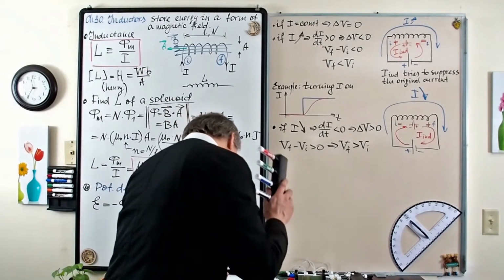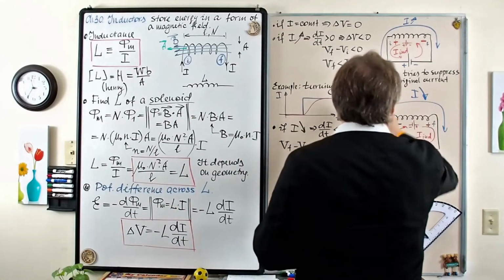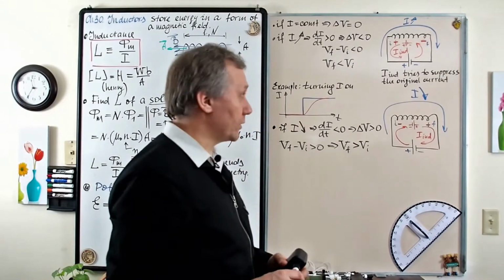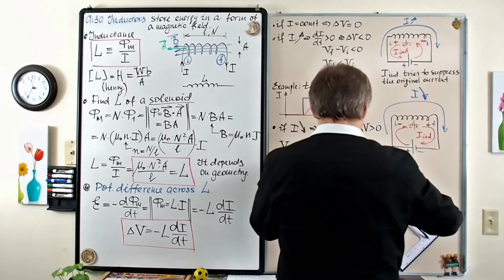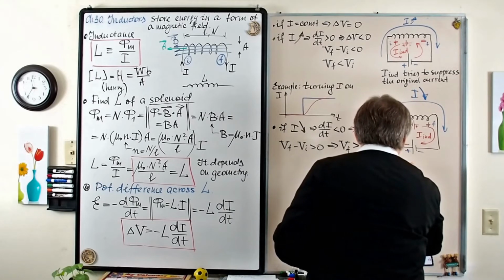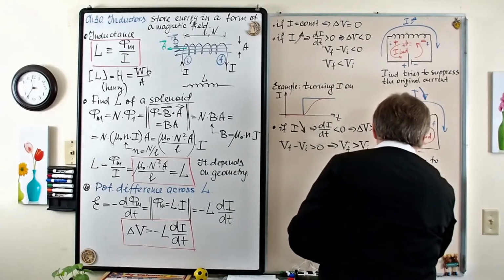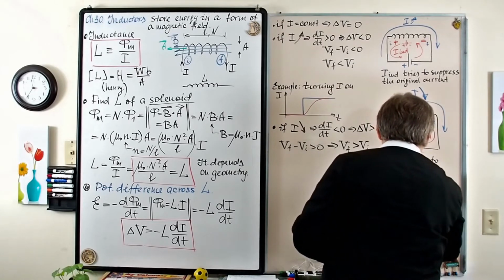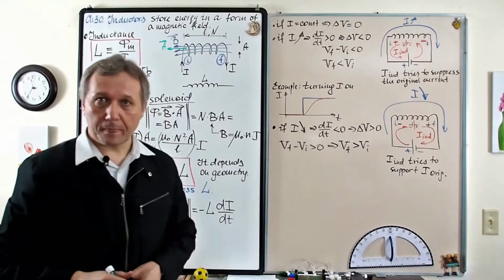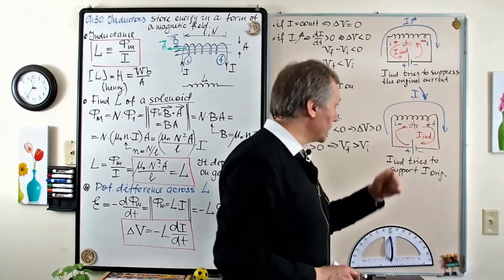So let me check if I write. Yeah, I wanted to write this. I induced now tries to support the original current, which is produced by the battery. Here, it drives the current in the opposite direction. Here, in the same direction.